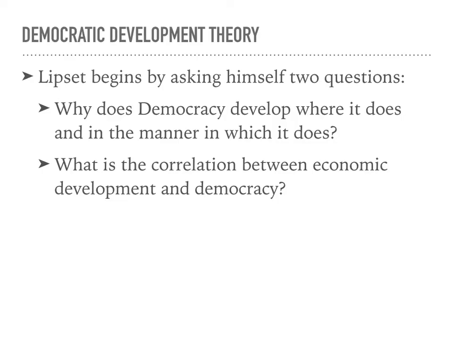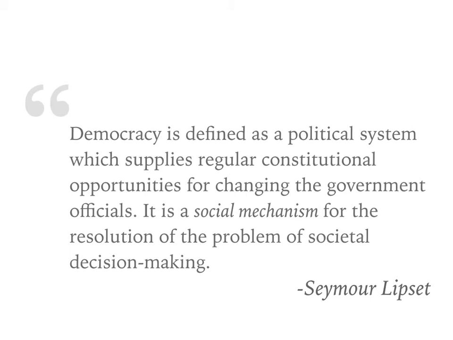And he asks himself two questions. Why does democracy develop where it does, and in the manner in which it does? And what's the correlation between economic development and democracy? He defines democracy as a political system which supplies regular constitutional opportunities for changing the government officials. It is a social mechanism. That's important. It's a social mechanism for the resolution of the problem of societal decision making. Together, we decide who gets to make decisions. We just call that elections.